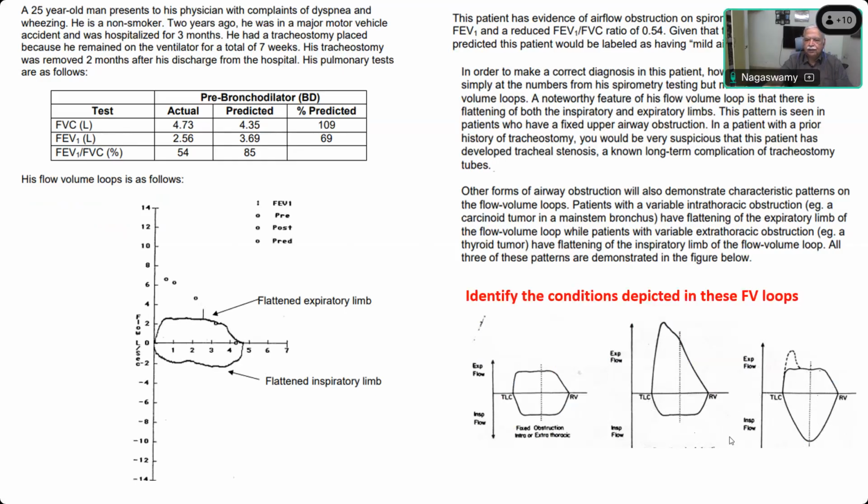Okay. So this is the fixed obstruction. This is variable obstruction, extrathoracic, where inspiration is affected. This is variable obstruction, intrathoracic, where expiration is affected.